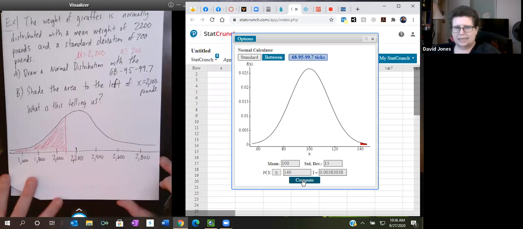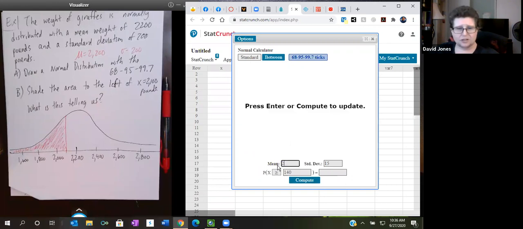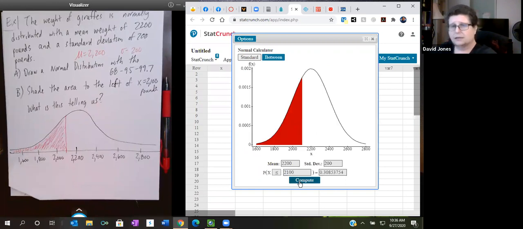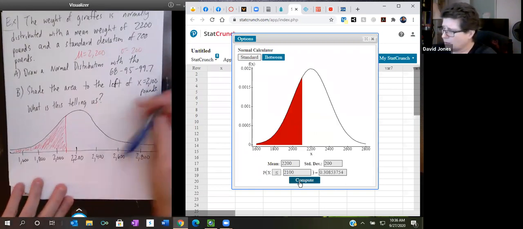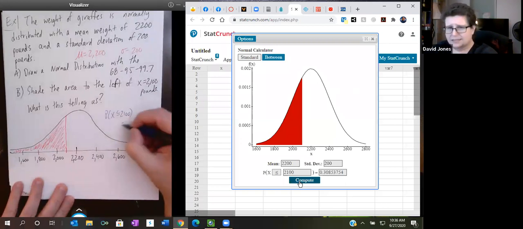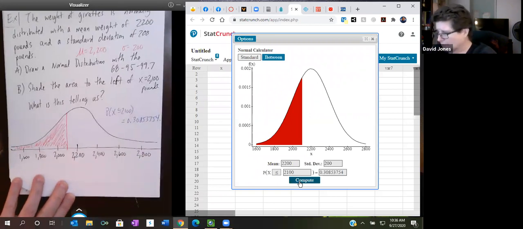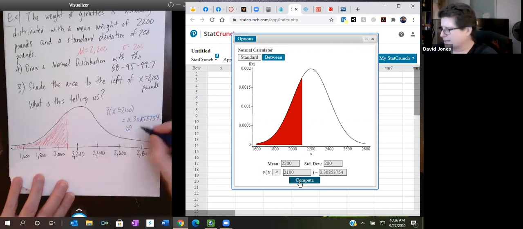What does that mean? What does that tell us? Well, let's put that in StatCrunch. Mean 2,200 and a deviation of 200. And we're looking for less than or equal to 2,100. And we get probability that X is less than or equal to 2,100 is 0.3085374, which is about 0.309. Or let's go to 4 decimal places, 0.3085.